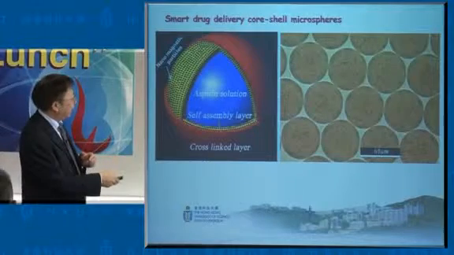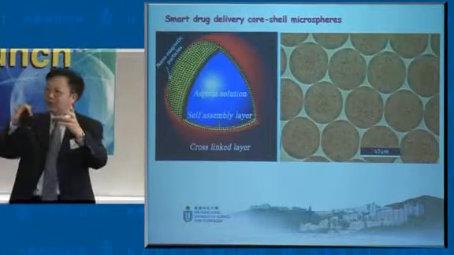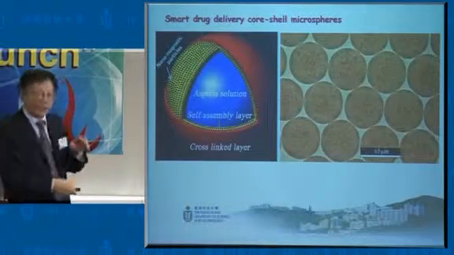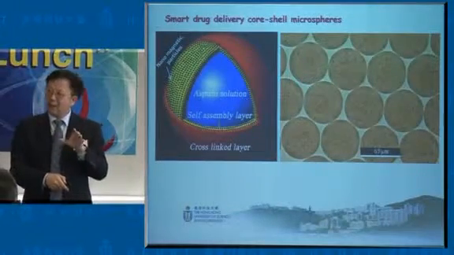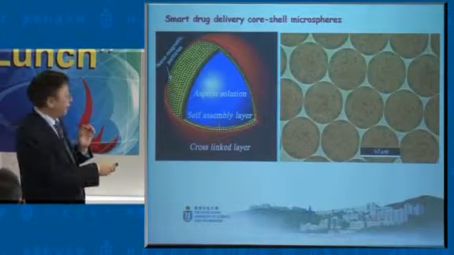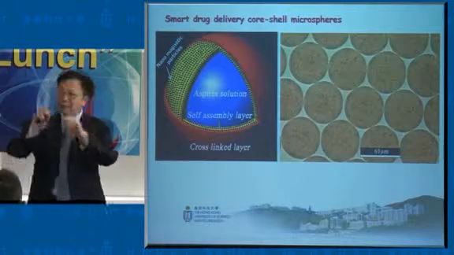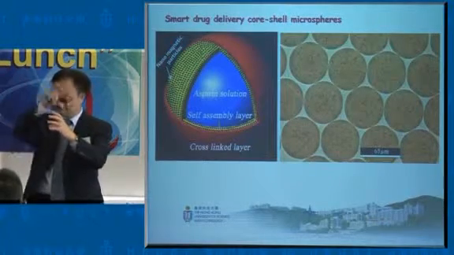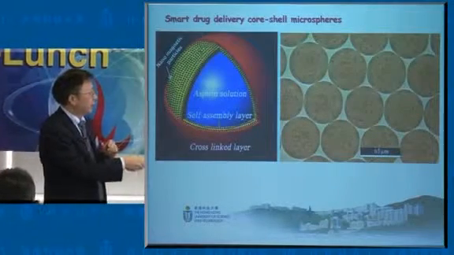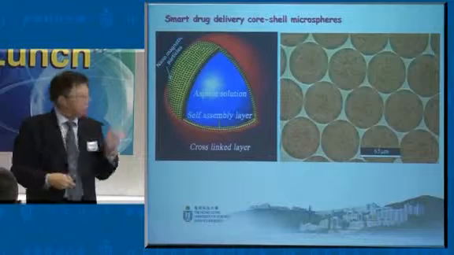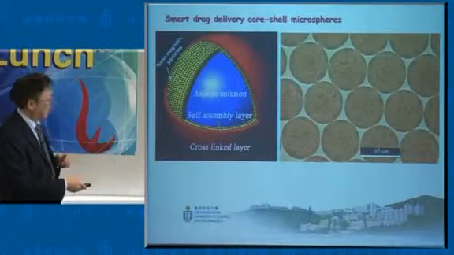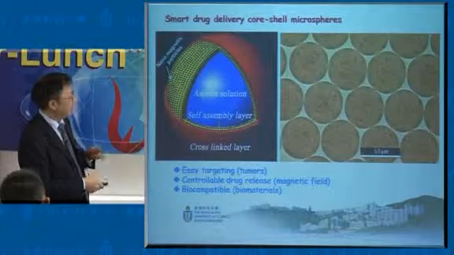The shell is actually a cross-linked shell. It's a solid. And in the shell, we mix in nanomagnetic particles. Magnetic particles mixed with the shell make it a magnetic shell. The inside is a drug, and there are some pores in the shell. So its size is very uniform. This process is very useful for drug release. So let me show you how that works. It's easy to target.